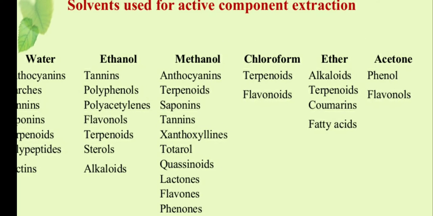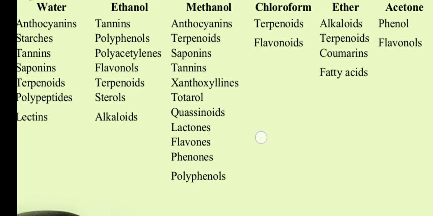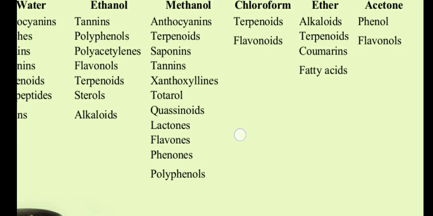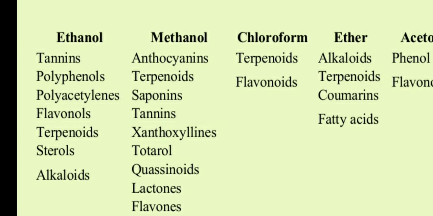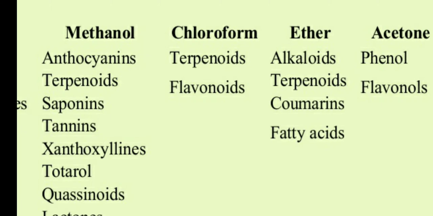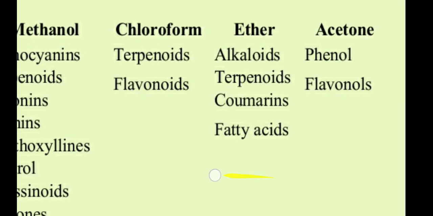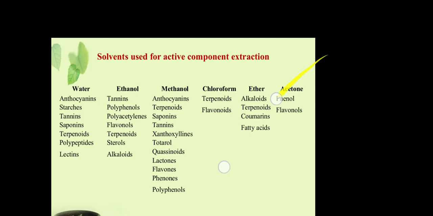With methanol, the phytochemicals that can be extracted include anthocyanin, terpenoids, saponin, tannin, xanthoxyline, totarol, quassinoids, lactones, flavones, and polyphenols. With chloroform as a solvent, we can isolate terpenoids and especially flavonoids. With ether, we can extract alkaloids, terpenoids, coumarins, and fatty acids. With acetone, we can isolate phenols and flavonols.